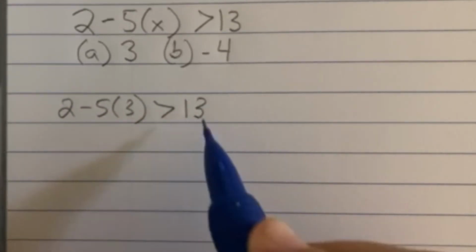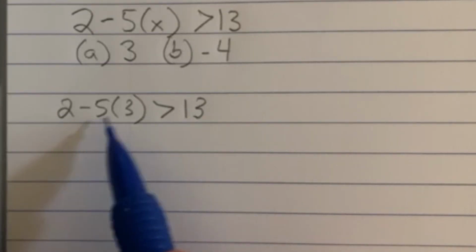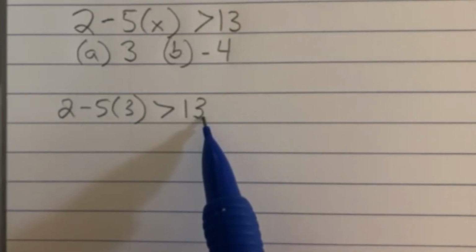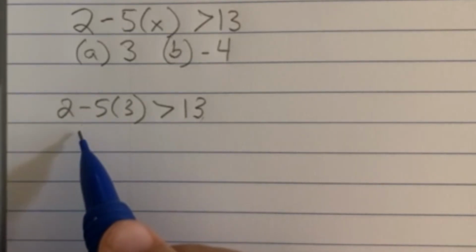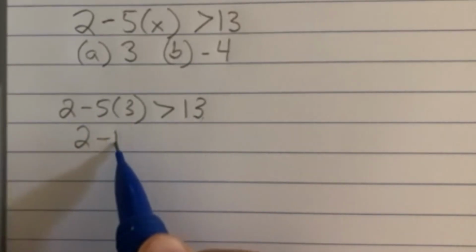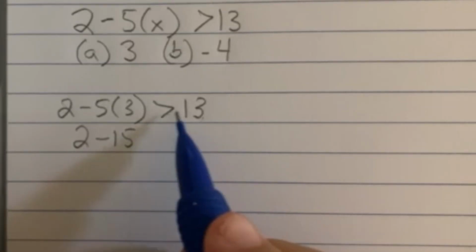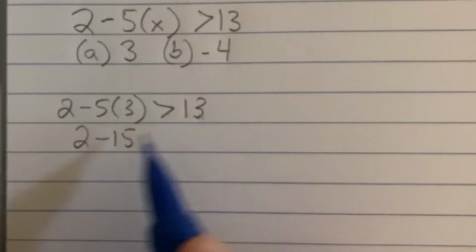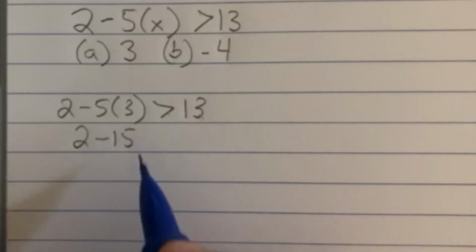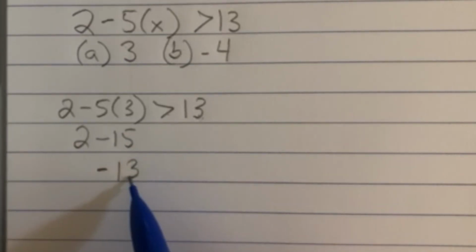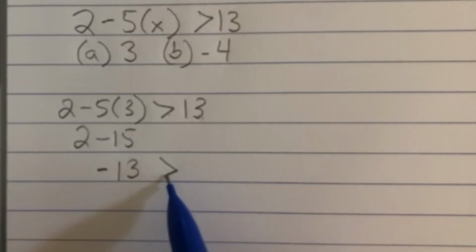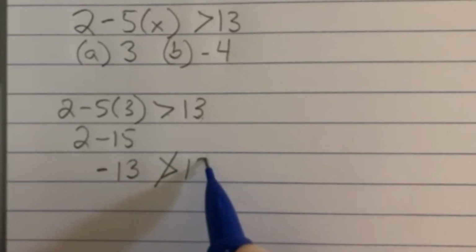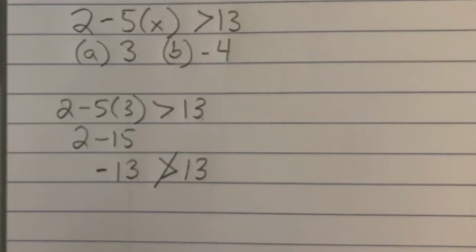By evaluate, it means we're going to plug these numbers in for x and see if the inequality is true. So starting with 3, we have 2 minus 5 times 3 is greater than 13. We want to see if the left-hand side is greater than our right-hand side. So solving this, we have 2 minus 15, and we're saying, is that greater than 13? Solving for our left-hand side, we see it's -13, and that, in fact, is less than 13. So therefore, the inequality is not true. If the inequality is not true, then 3 is not a solution of the inequality.